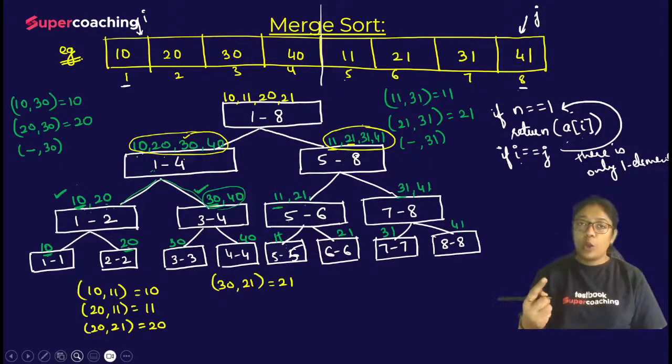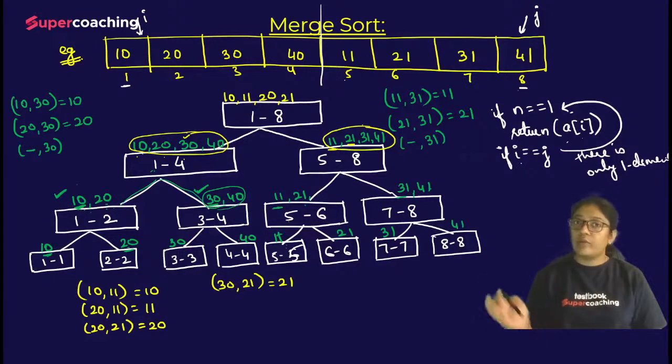Whichever list the element belongs to, we have to take the next element from that same list. If it is not there, that means one list is over. We can directly copy the elements of list 2. No comparison is required in that case. So here we'll get 30 and 31.